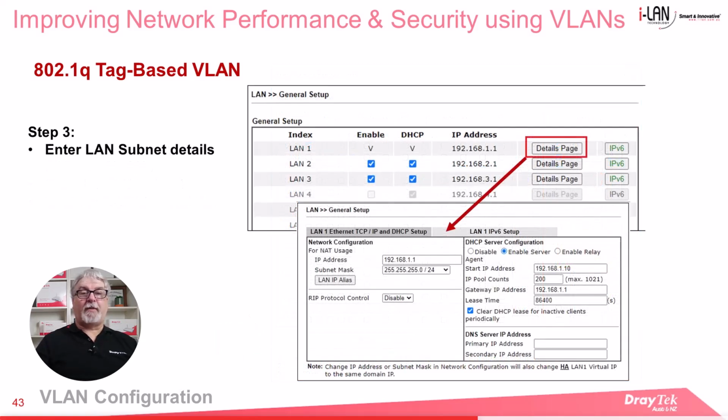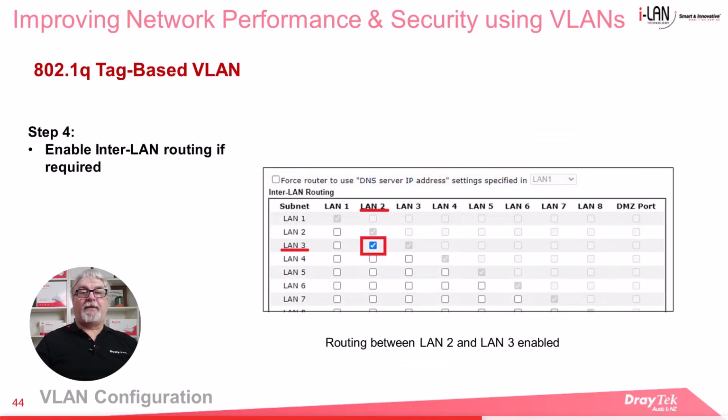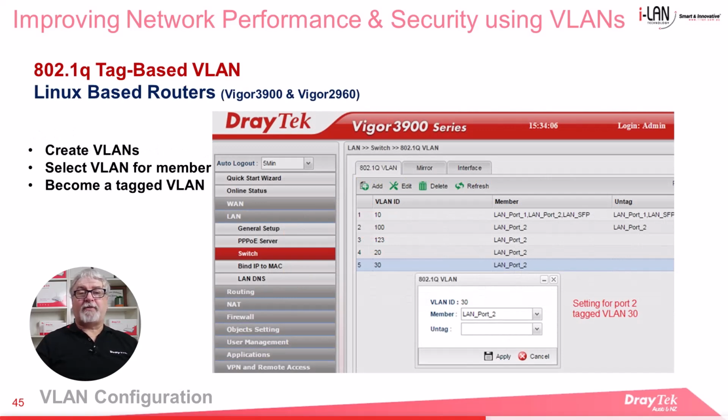The next step, the same as for port-based VLANs, is to enter the LAN subnet details for each LAN, including the DHCP details. Then, if you want to enable routing between any VLANs, simply tick the box at the intersection of the two LANs. For Linux-based routers, select the VLAN for the member to become a tagged VLAN. In the example shown here, we've selected LAN port 2 to become a member of VLAN 30.